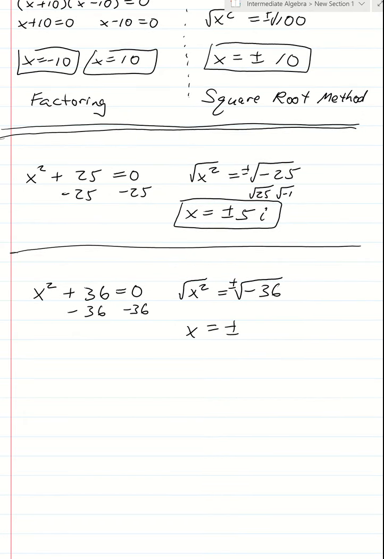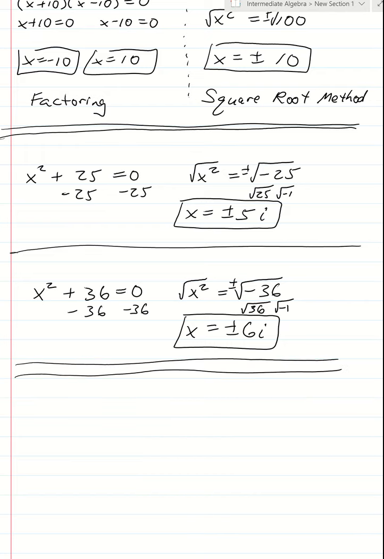Plus or minus. Now we're taking the square root of a negative 36. Once again, since we can't take the square root of a negative 36 in the real number system, that's when we bring in the square root of 36 and the square root of the negative 1. And the square root of 36 is 6, and the square root of negative 1 is that imaginary unit i. So our two solutions would be a positive 6i and a negative 6i.